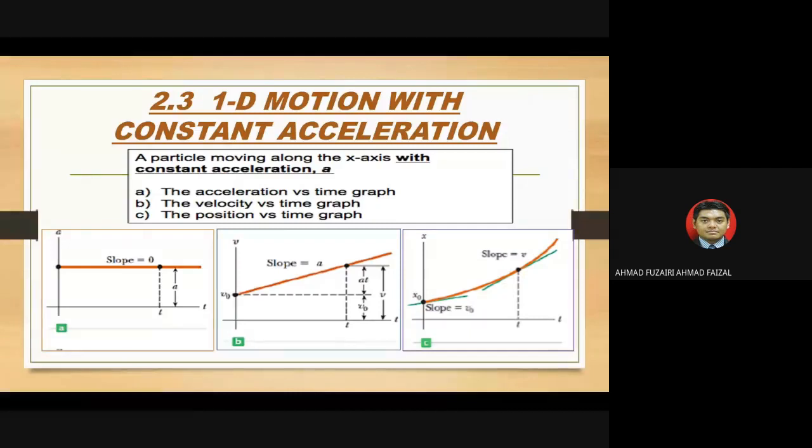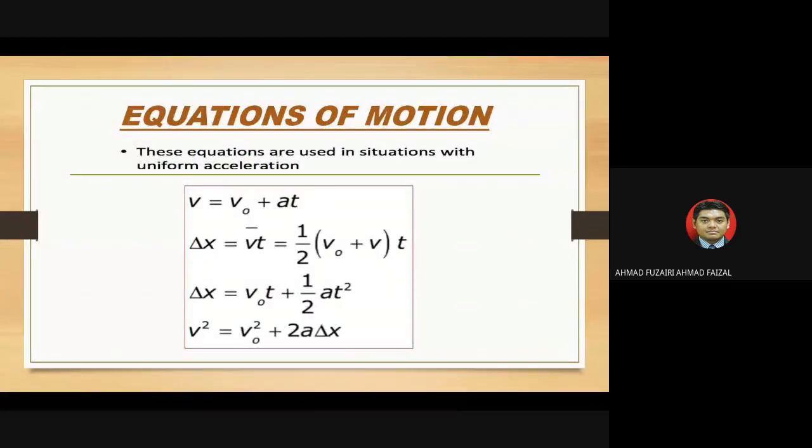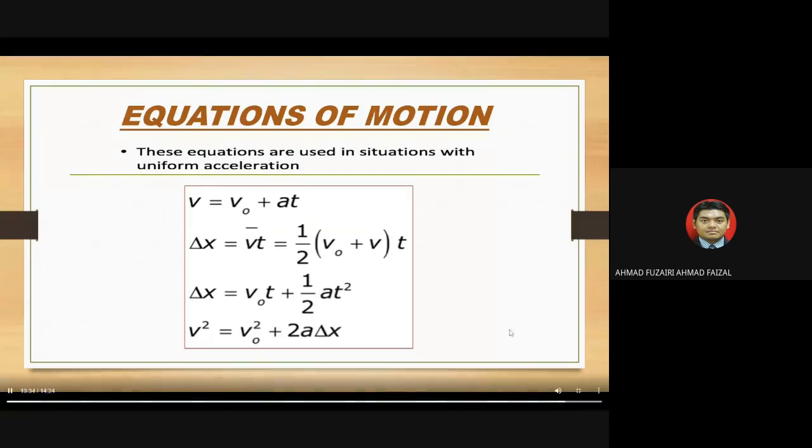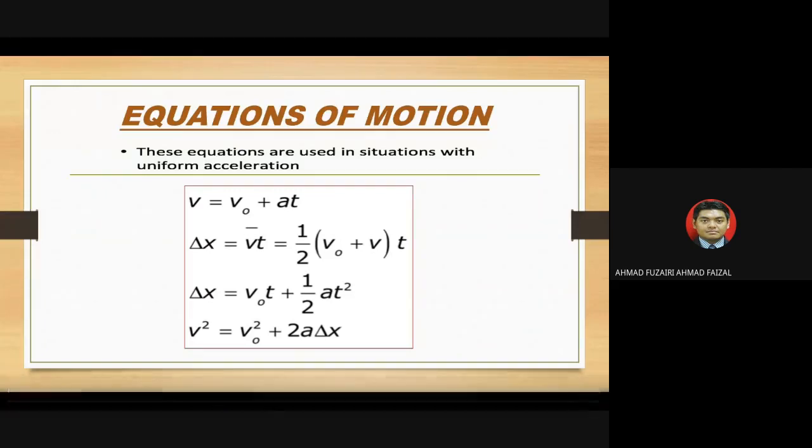Before you start solving problems in one-dimensional motion, let's identify the four kinematics equations involved. So students, please remember these four equations are used only in situations that have uniform or constant acceleration. The first equation is v equals v naught plus at. The second equation is delta x equals v bar t. The third equation is delta x equals v naught t plus half at squared. And the last, number 4, is v squared equals v naught squared plus 2a delta x.